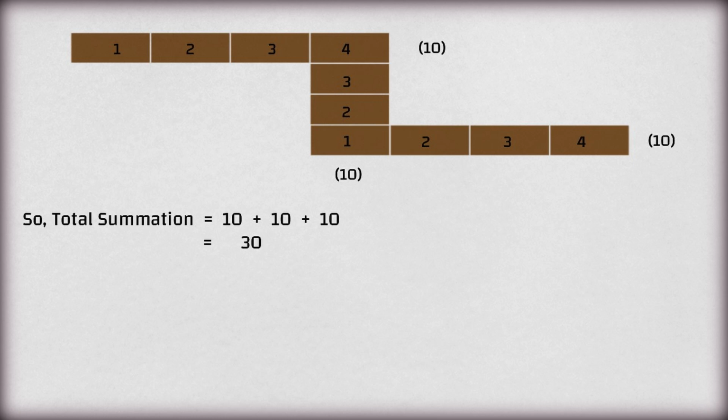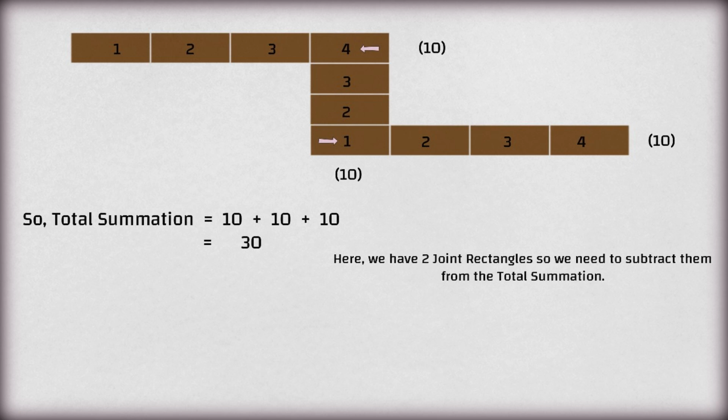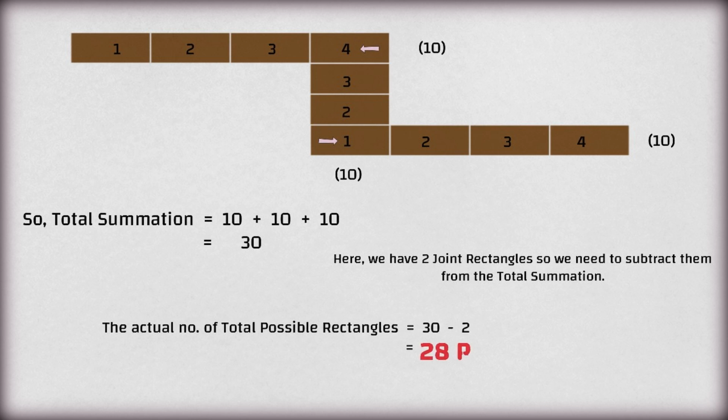But again, in this figure there are 2 rectangles acting as joining rectangles or joint rectangles, and we know we need to subtract those rectangles from the total summation in order to get the total number of possible rectangles. So thus the actual number of possible rectangles is equal to 30 minus 2, that is equal to 28. And this is it everybody, this is it for today.